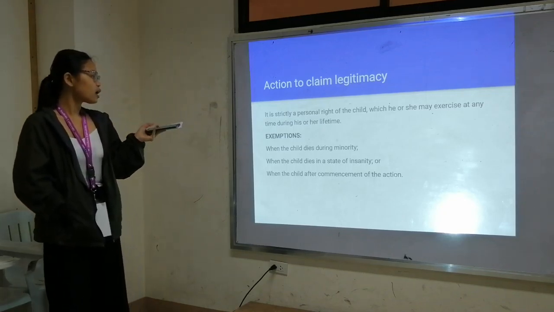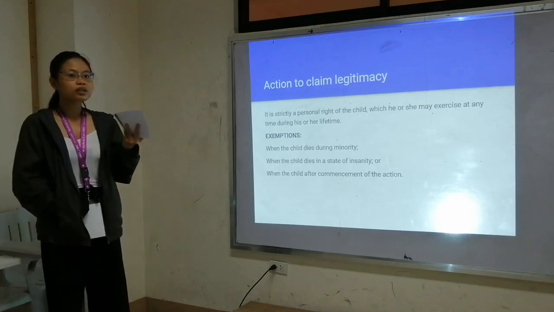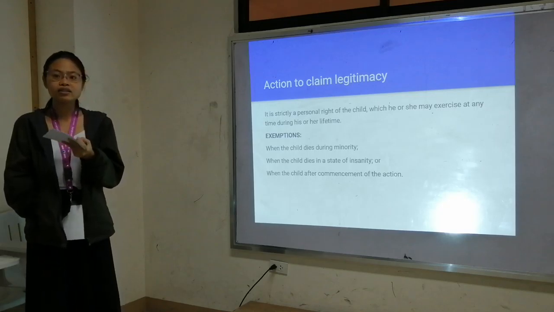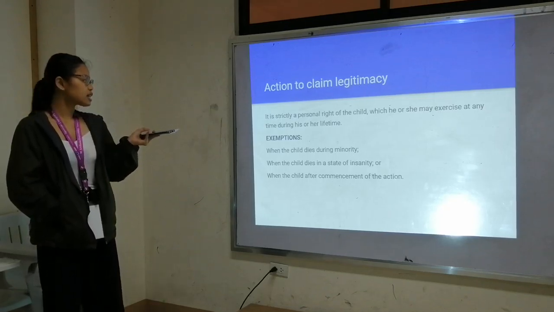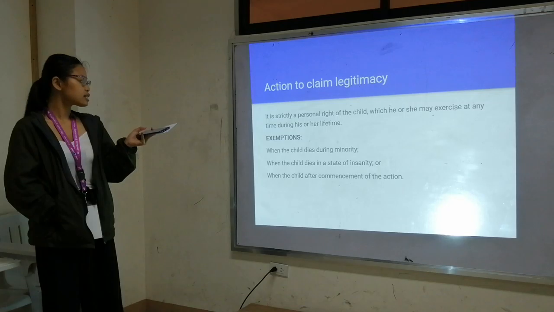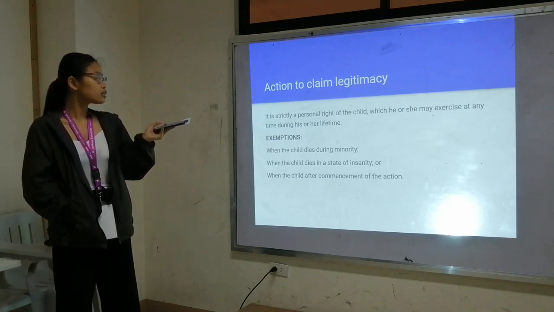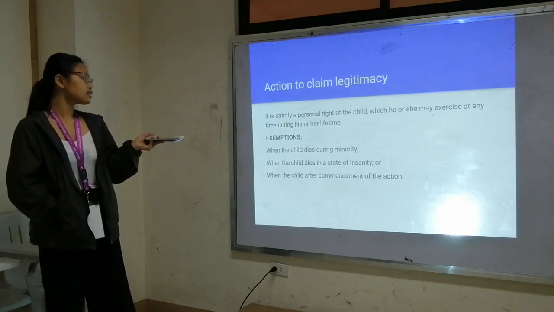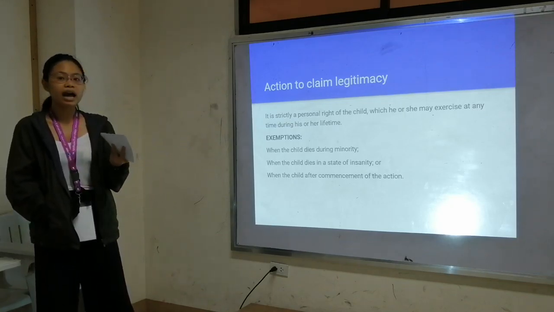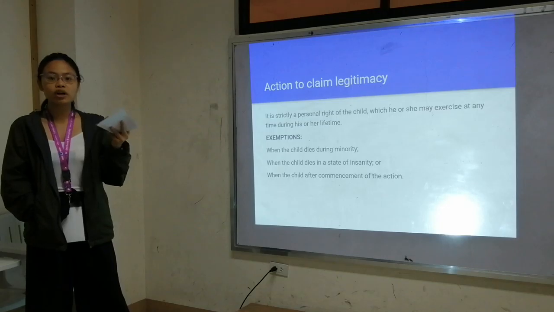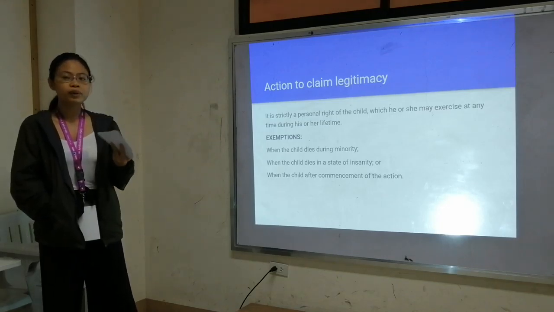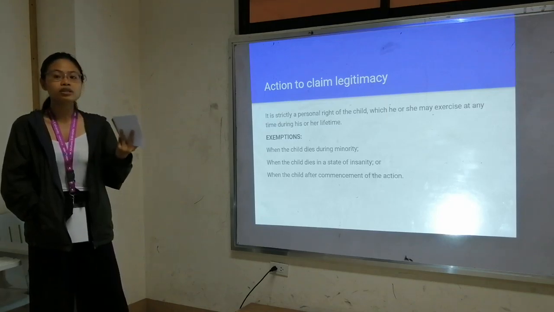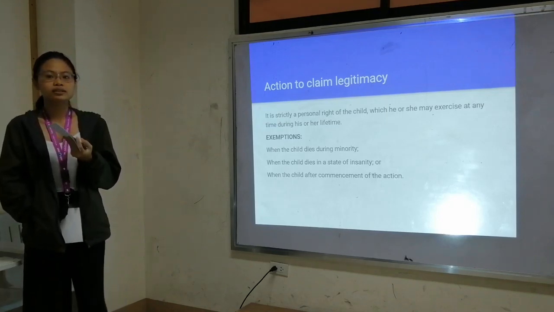The exceptions to this are that the claim to legitimacy can be transferred to the heirs of the child when the child dies during minority; second, when the child dies in a state of insanity; and lastly, when the child dies after commencement of the action. With the first two exceptions, the heir shall have a period of 5 years from the death of the child within which to institute the action.